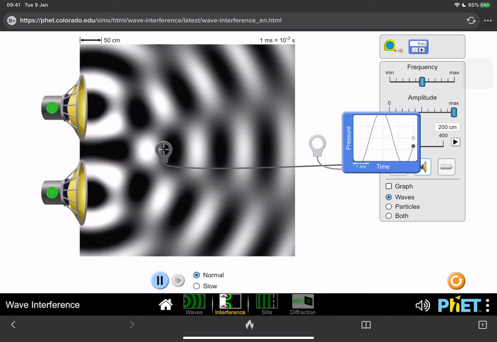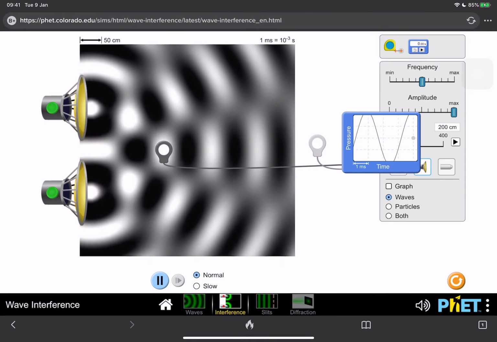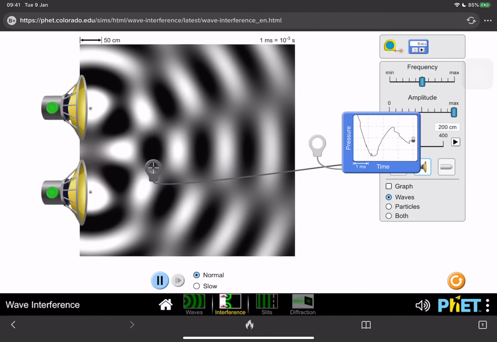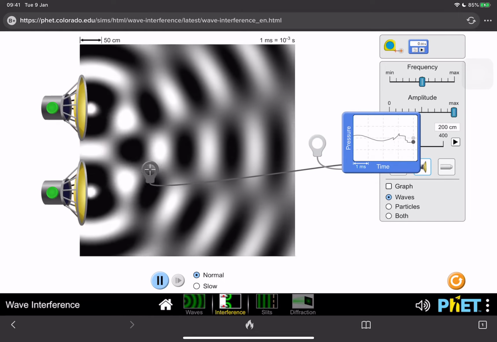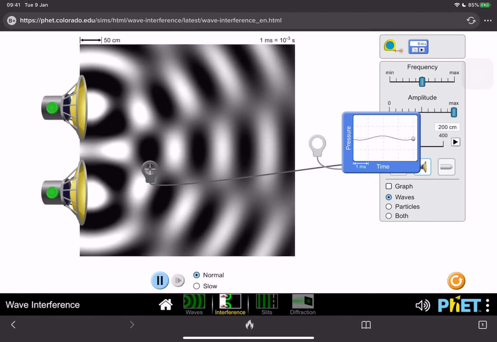Okay, but on the other hand, if I move it somewhere not in the middle, maybe somewhere here, you can see that the resulting wave becomes really small.